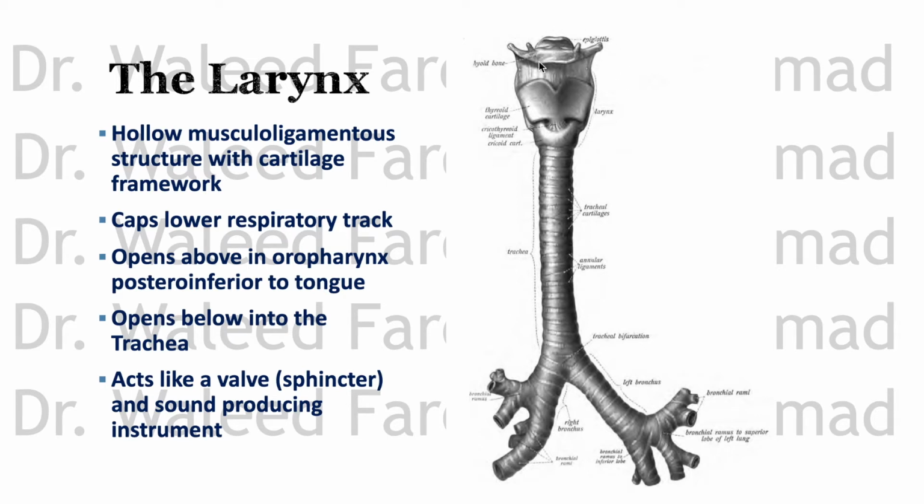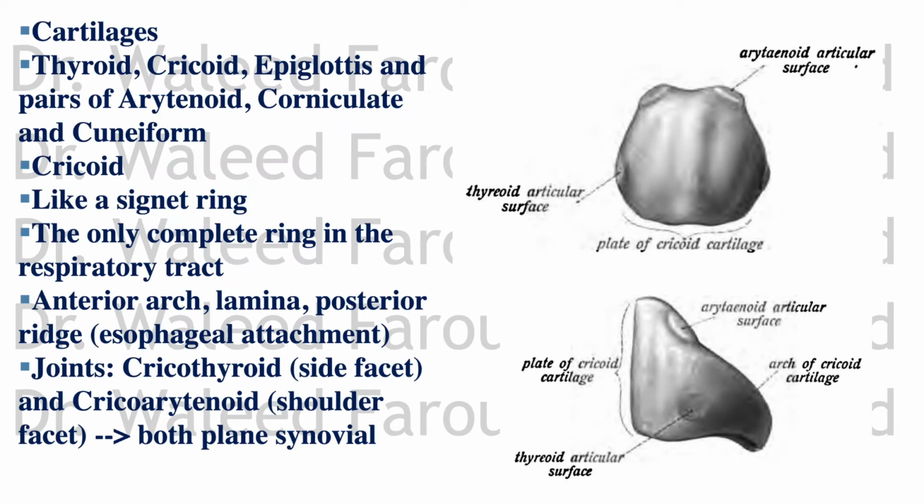So that's why it has the epiglottis as a shutter mechanism, so that whenever you swallow, you pull up the whole thing upwards, compressing the epiglottis downwards to close the airway. Okay, this is a simple idea about the framework of the larynx. Now, we said it's on a cartilaginous framework, so let's study the cartilages.